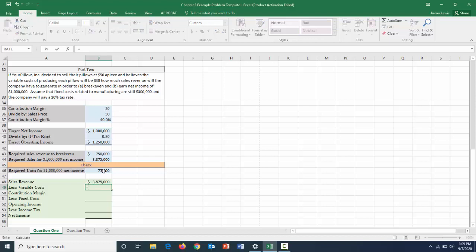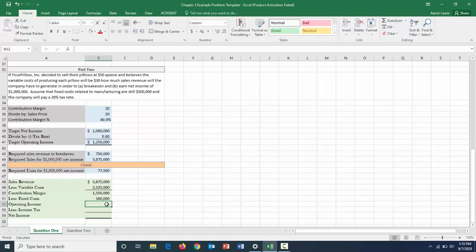We know we have to sell 77,500 units. And up here, we know that each one of these pillows is going to cost us $30 in variable cost to produce. So if we make and sell that many units, our total variable costs are going to be $2,325,000. And because contribution margin is always sales revenue minus variable costs, we're going to come up with a total of $1,550,000 of contribution margin. Let's subtract from that our fixed costs. And our fixed costs have not changed throughout this whole problem. They're still $300,000.